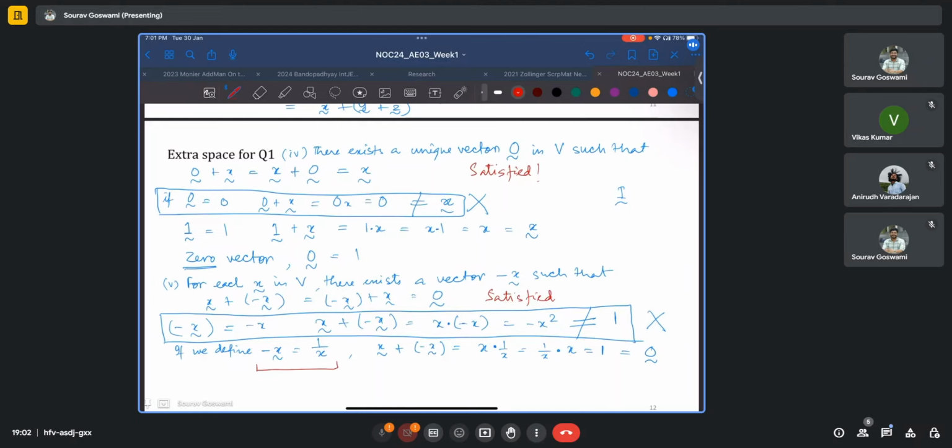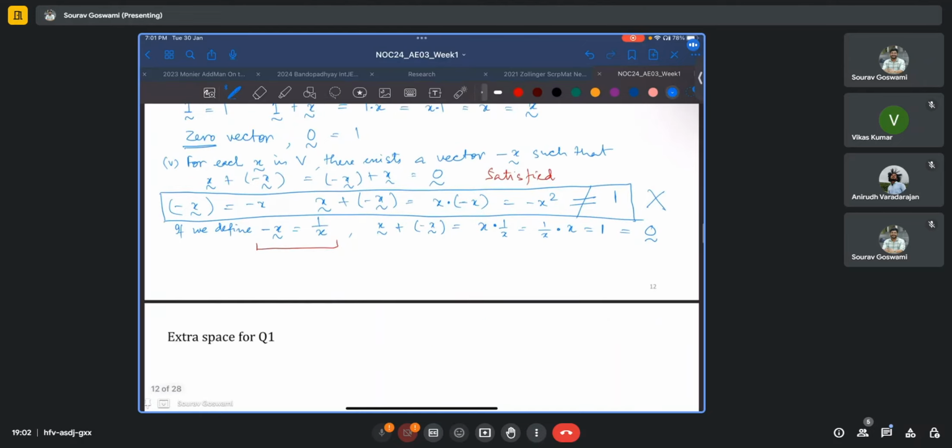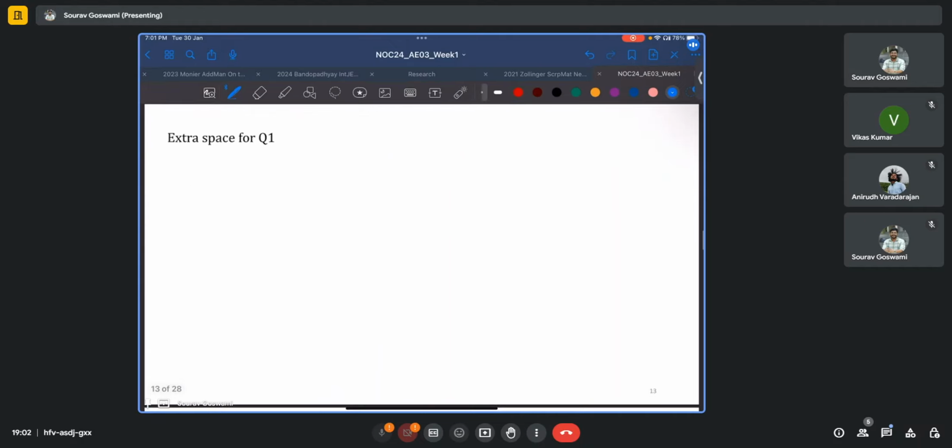So we have already satisfied all the axioms for the vector addition. Now we'll check the axioms corresponding to scalar multiplication.